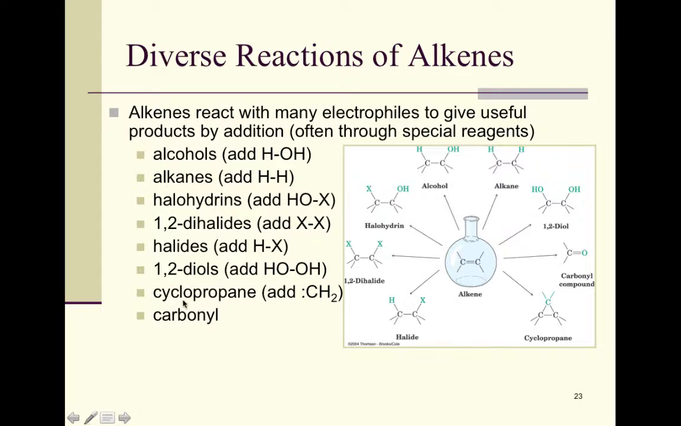We can even make a cyclopropane by adding this methylene group here with the lone pairs across the double bond. And we can also form carbonyl compounds. On the right-hand side here, this is an illustration in your textbook, and I just really like it when they use this flask-looking thing. Here's our alkene, again showing us the same reactions I have written on the other side. This doesn't show us the specifics. That's what's going to follow in the next slides.